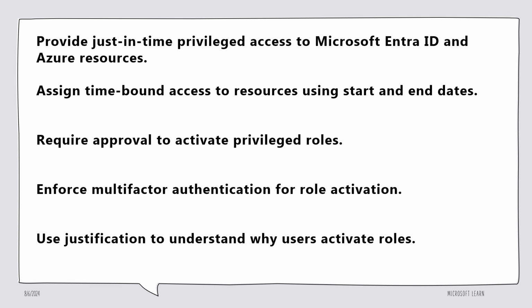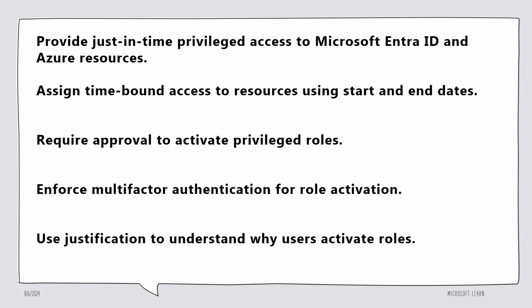Next, you have require approval to activate a privileged role. So, which means that once this person has this particular access to these resources, whenever the person wants to use it, the person needs to go and activate this role, and the person will get an approval to make use of it. Okay, and then we have enforce multi-factor authentication for role activation. So you can decide to enforce your MFA for this particular role for that user to be able to activate it.